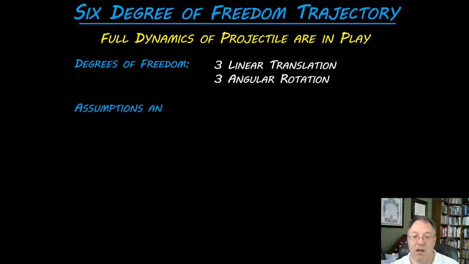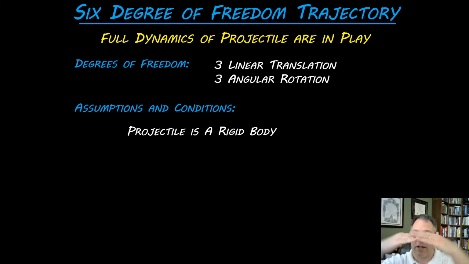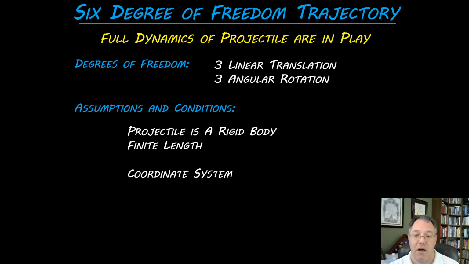Okay, some assumptions that come with this model. Our projectile is a rigid body, so we're not going to deal with the projectile flexing as it flies through space. We're going to treat it like just a rigid thing that can rotate around and move, and has position and rotation information, but it's not bending internally. It has a finite length that doesn't change. So we're not going to adjust or modify the projectile's body itself.